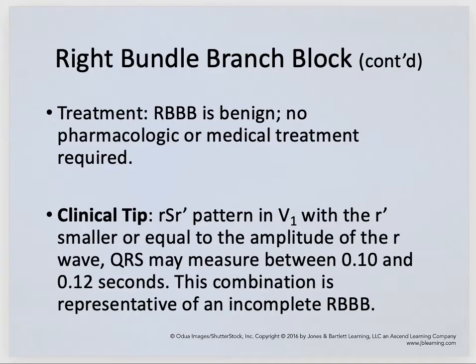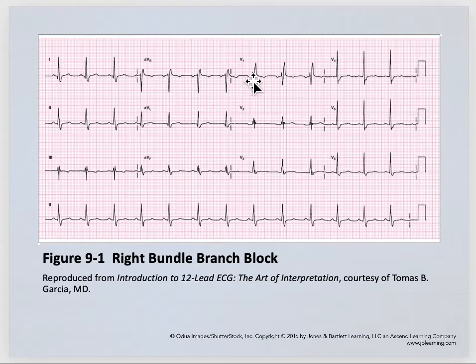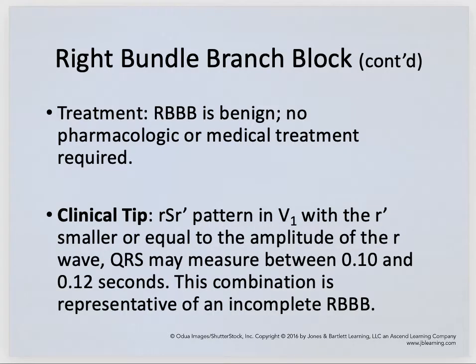So when I'm talking about these R primes, the pattern is that the R prime is smaller or equal to the amplitude of the R wave, which is what you saw right here, right? This R prime and this R wave. Sometimes you hear books call these rabbit ears, like a set of rabbit ears. Anyways, QRS may measure, again, wider than 0.10.